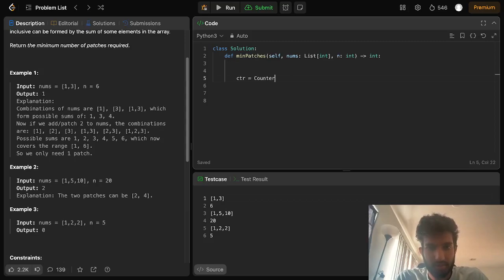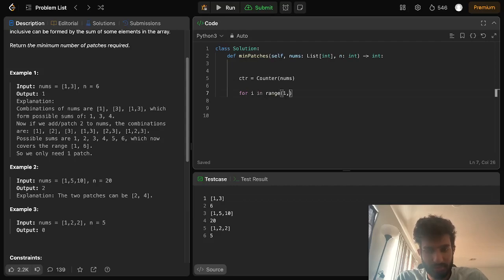Let's start coding and think. I guess I need to do DFS backtracking, whatever you want to call it, like knapsack. Yeah, maybe let's just call it knapsack.